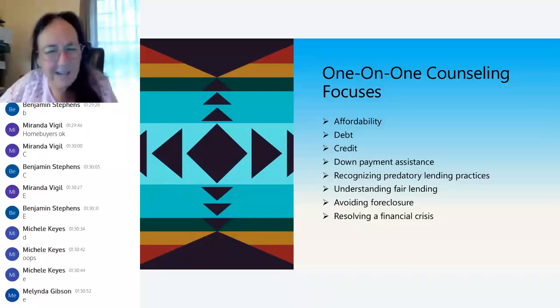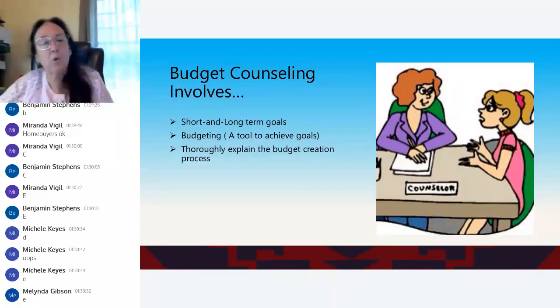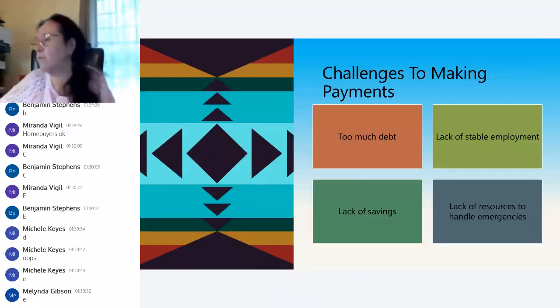So recognize predatory lending practices, understand what fair lending is, avoiding foreclosure, and how to resolve a financial crisis. Your budget counseling could involve short and long-term goals, budgeting to achieve your goals, and an explanation of that creation process. If you make that coffee at home, it'll cost you $6 a week.